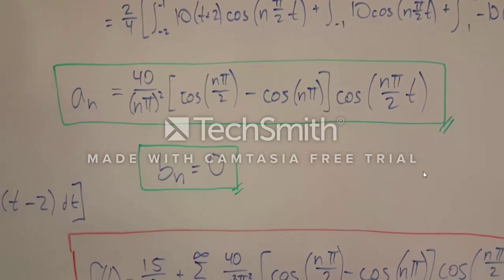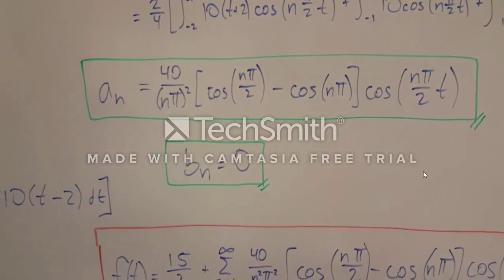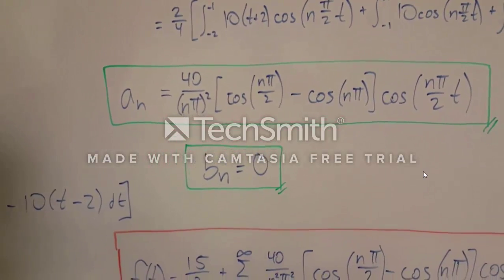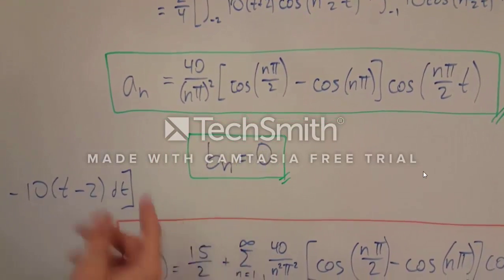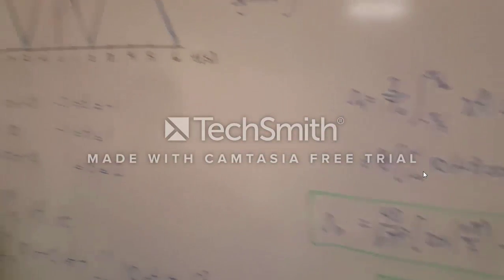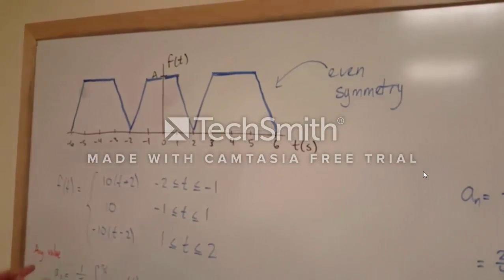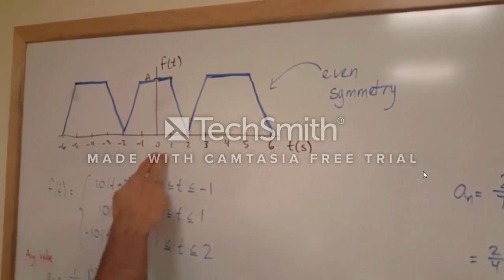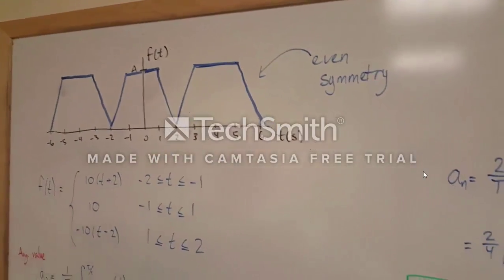And then finally, our last coefficient we'll have to solve for is b of n. And you'll note that it is 0 because of the even symmetry. So when you actually do all the math, it'll turn out that this side cancels out this side.